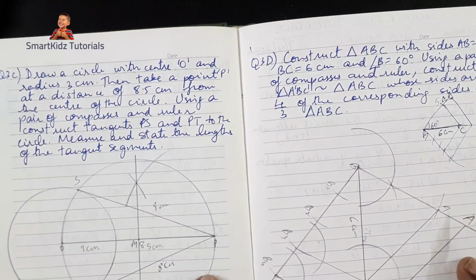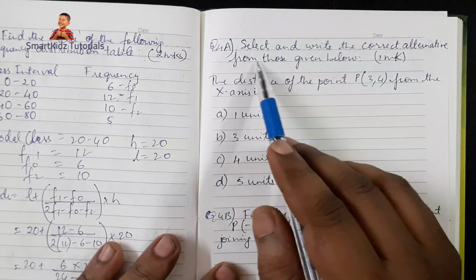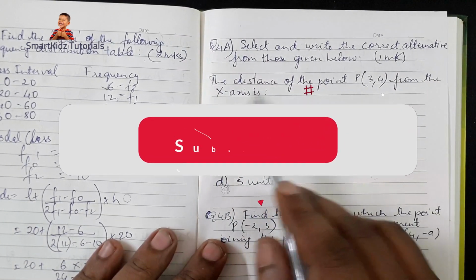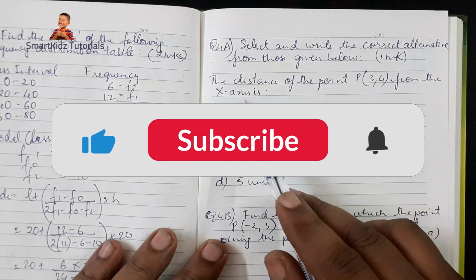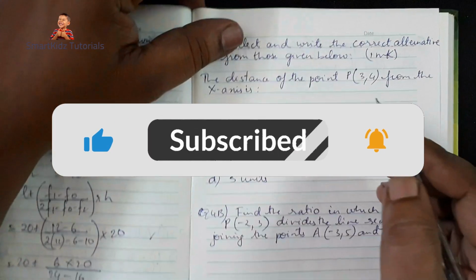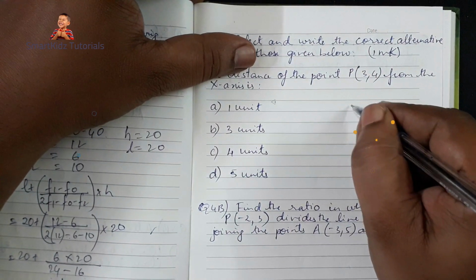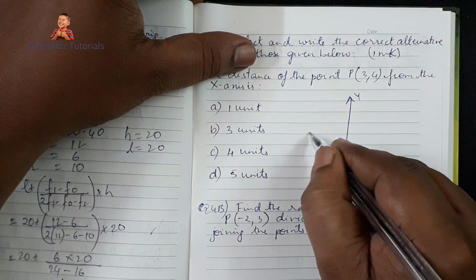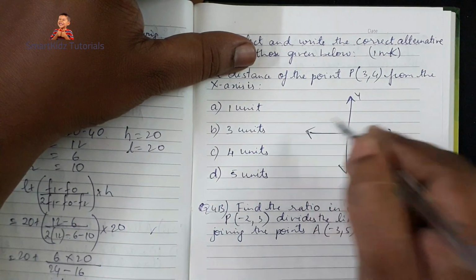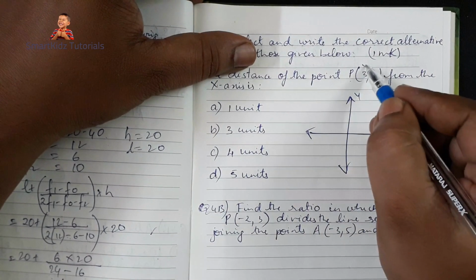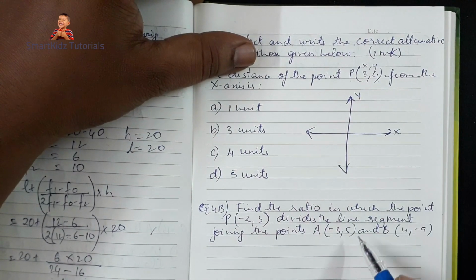Let's move to question 4. Question 4a. Select and write the correct alternative from those given below. 1 mark. The distance of the point P(3, 4) from the x-axis is one of these. Let's draw x and y-axis first. Y-axis and x-axis. (3, 4) means x, y.